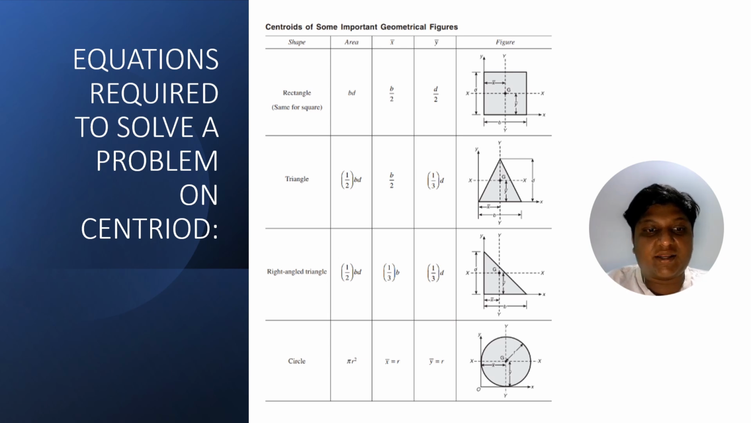After right angle triangles, it is the circle. For a circle, we also find the area. The area of the circle is given by pi r square, which we know. Then after finding the area, we find the centroidal distance from the x-axis, which is given by x bar is equal to r.